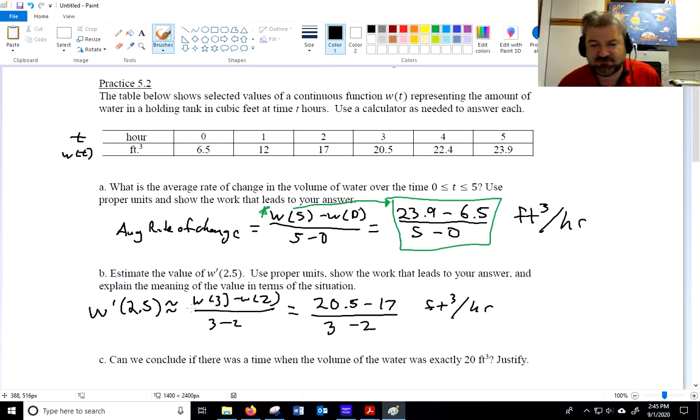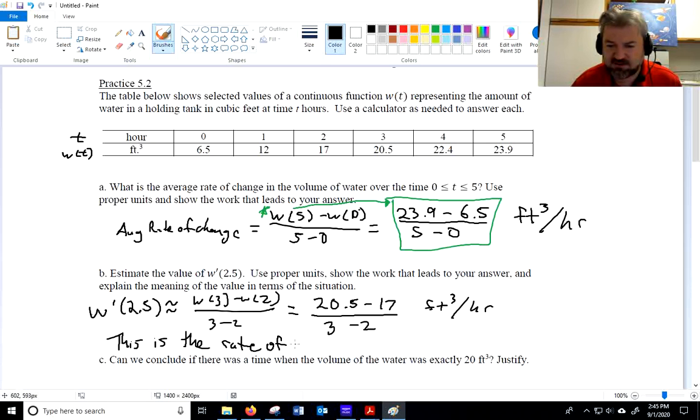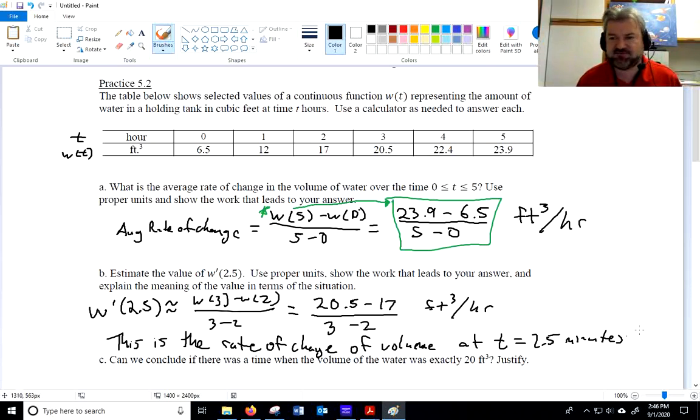So can we conclude if there was a time when the volume of the water... let's go ahead and go back. I'm sorry. It did say explain the meaning, so let's write it. Let's just say this is the rate of change of volume at t equals 2.5 minutes. And that's how you always want to say it. If they ask you what does the derivative at this value mean, you simply want to say that is the rate of change of whatever this function is a function for at whatever time it is they gave you.